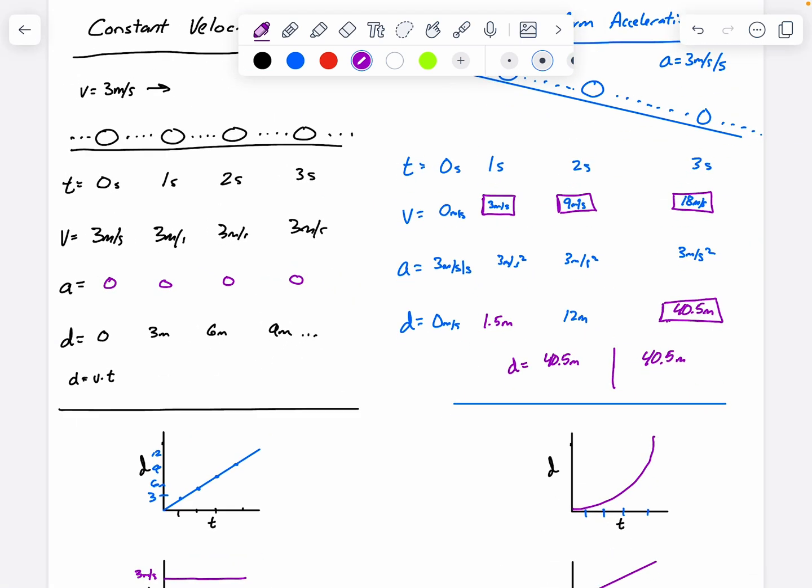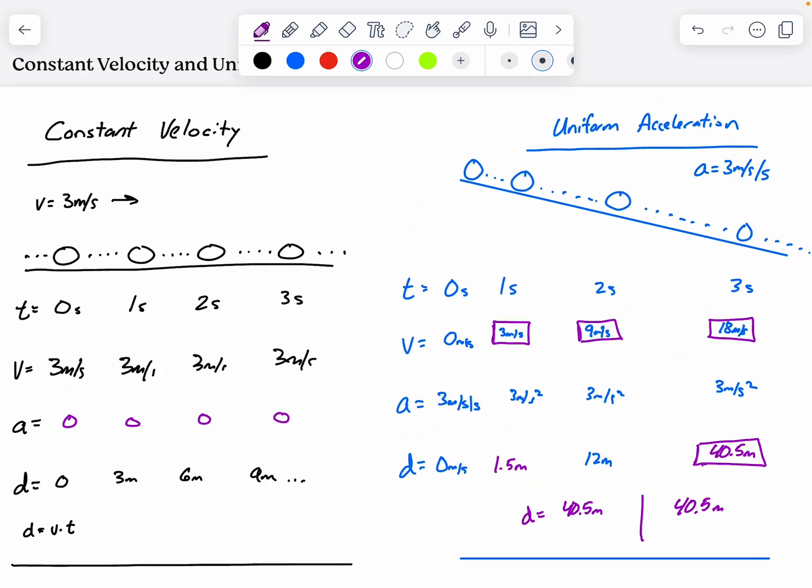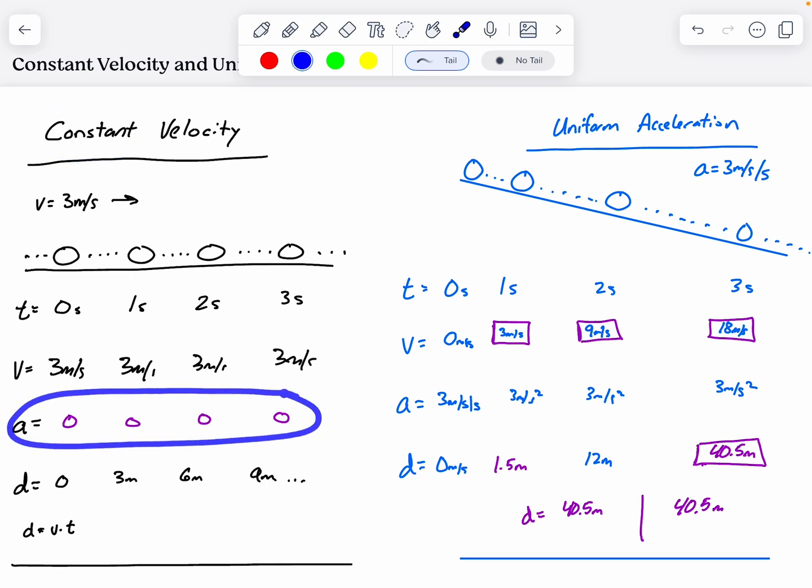Okay, so just to sum up, the difference between constant velocity and uniform acceleration: the constant velocity maintains an equal distance interval between each of the seconds. The velocity does not change because it's constant, and because it's constant, the acceleration is 0, and the distance interval is consistent. For uniform acceleration, the acceleration stays the same, the velocity increases at a steady rate, and the displacement is a curve, like a parabola.